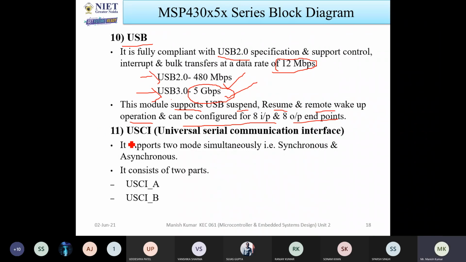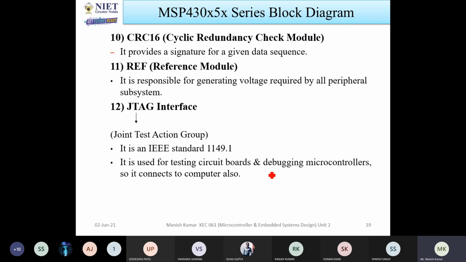Now when we discuss the USCI modules, it is called Universal Serial Communication Interface. As I already discussed, it supports two modes simultaneously, either synchronous or asynchronous. For this we have two parts, USCI A and USCI B. One is used for synchronous communication, and the other is used for asynchronous.